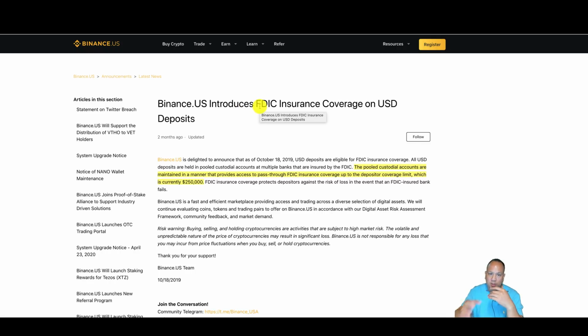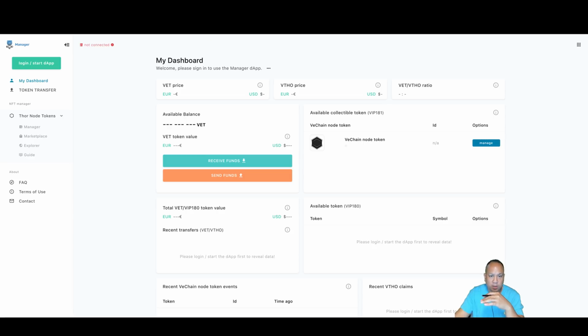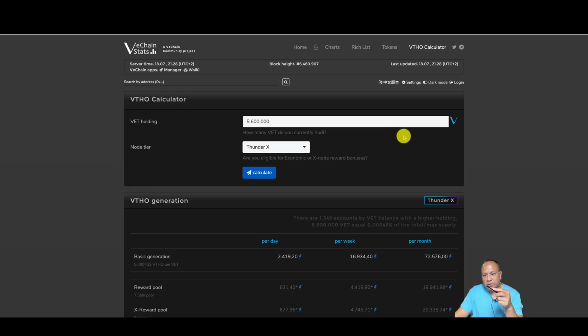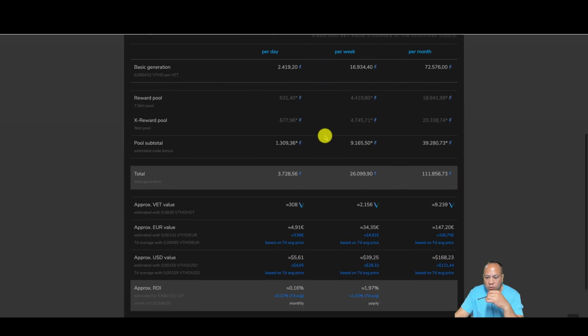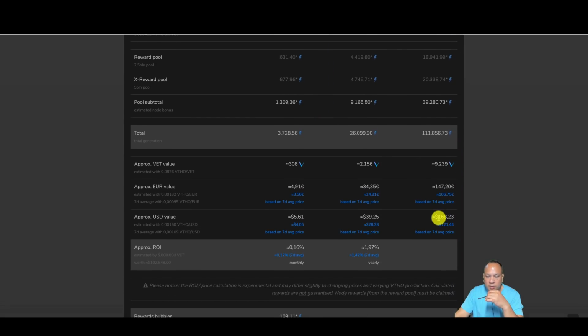I would just go on the VeChain mainnet and stake over here with your hard wallet, your cold wallet, like your Nano Ledger S, like in the video that I have. You can sync them and you still get rewards collected. I'm going to show you this in my wallet. So this is the VTHO calculator. I'm going to leave a link below. And the last one we're going to do is, let's say you have a Thunder X node. You do a calculation and you roughly generate about $168 US per month.